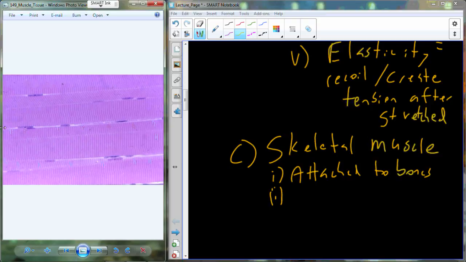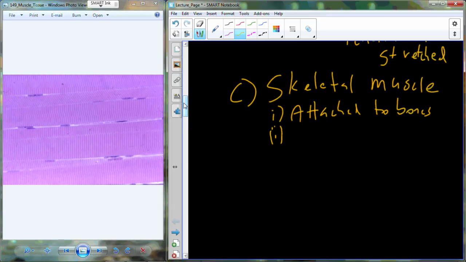What are the things that we actually see in this picture? Do you see a bunch of vertical lines? Your eyes are playing tricks on me. I'm just kidding. No, those vertical lines are called striations. So skeletal muscle appears striated. Basically, they exhibit light and dark lines.